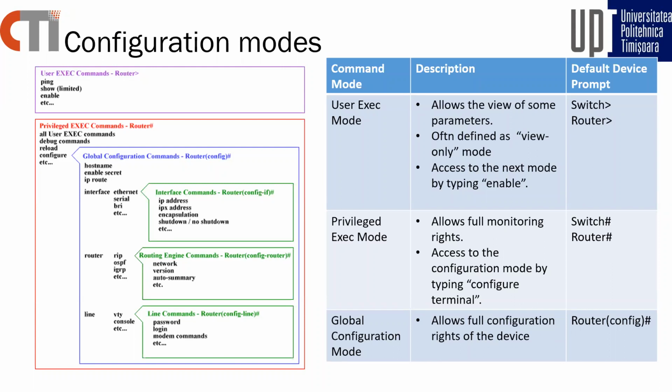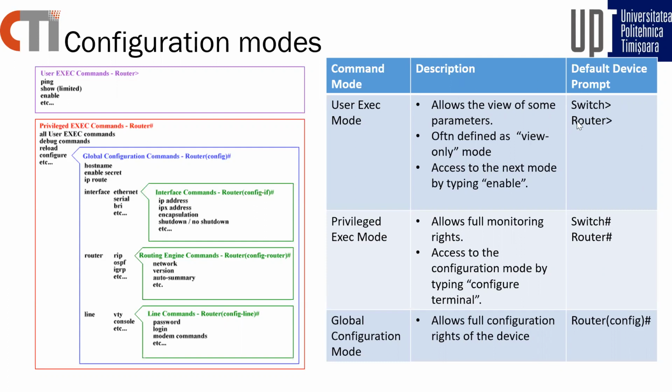Now, in order to actually get some configuration done, we have to type the command configure terminal, and that will allow us to go into the global configuration mode. Now, this is the full mode, and you can see here that you can do a lot of commands. These are, of course, only some of them, but there is one thing that I would like to draw your attention to. Please notice the default prompts.